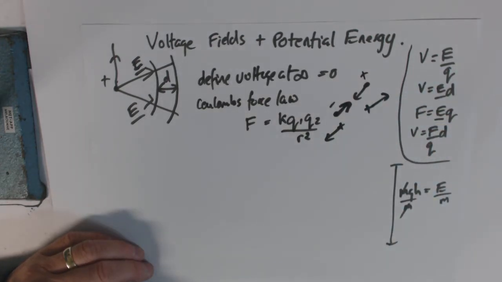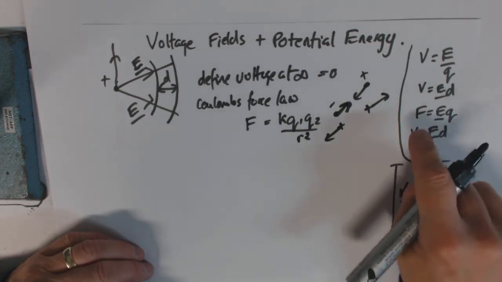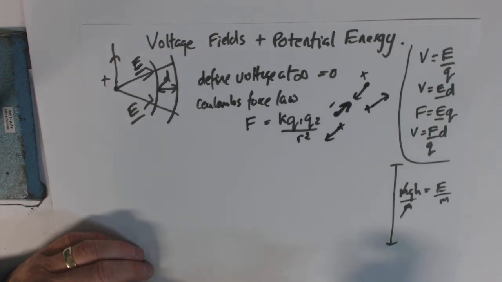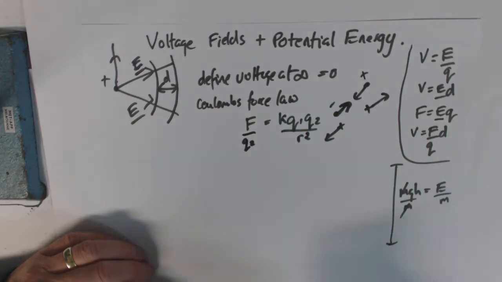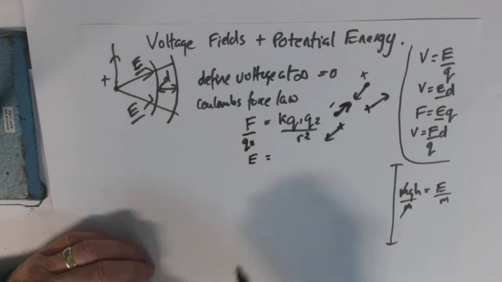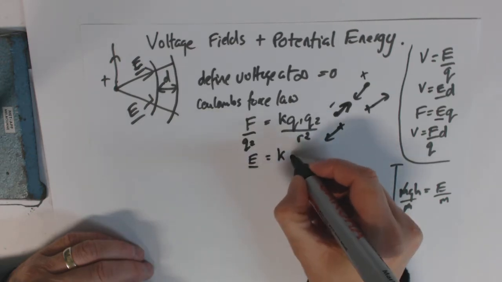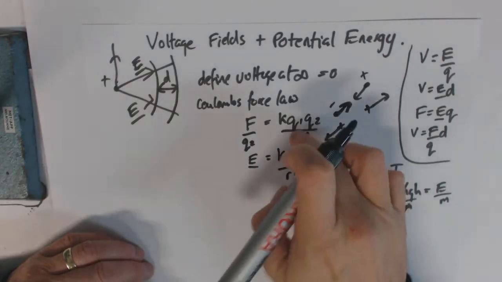Coulomb's force law. But we said that the force equals EQ. So if we divide by Q2, and just call that a normal positive charge, 1 Coulomb of positive charge, then we can say that the electric field is equal to K Q1 over R squared.